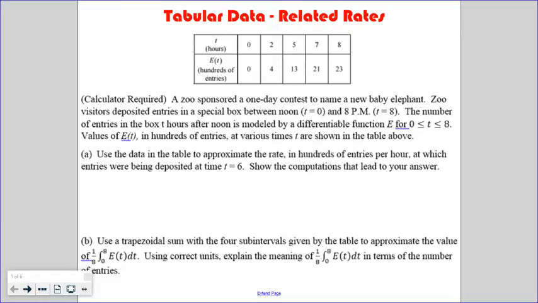It says a zoo sponsored a one-day contest to name a new baby elephant. Zoo visitors deposited entries in a special box between noon, which is time equals 0, and 8 p.m., which is time equals 8. The number of entries in the box, t hours after noon, is modeled by a differentiable function E, for 0 ≤ t ≤ 8. Values of E(t) in hundreds of entries, so that second row is hundreds of entries, at various times t are shown in the table above.